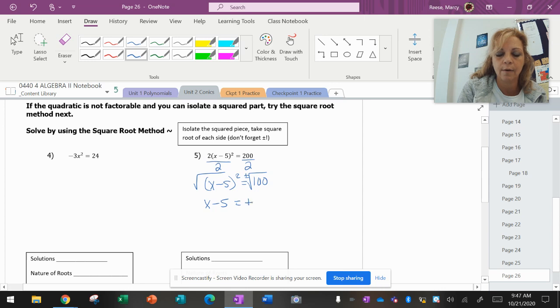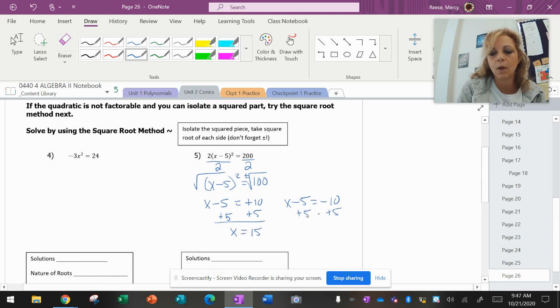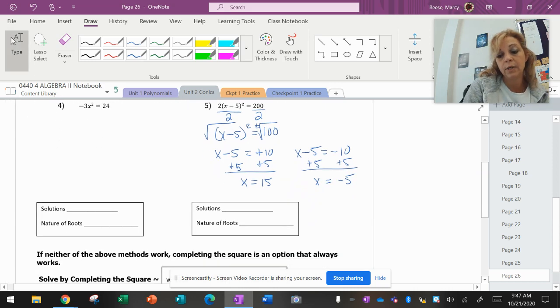So I've got plus 10, and I actually have a minus 10 as well. And then I solve. So I've got x is equal to 15, and then I've got x is equal to negative 5. So my solution is negative 5 and 15, and those are two real unequal roots.